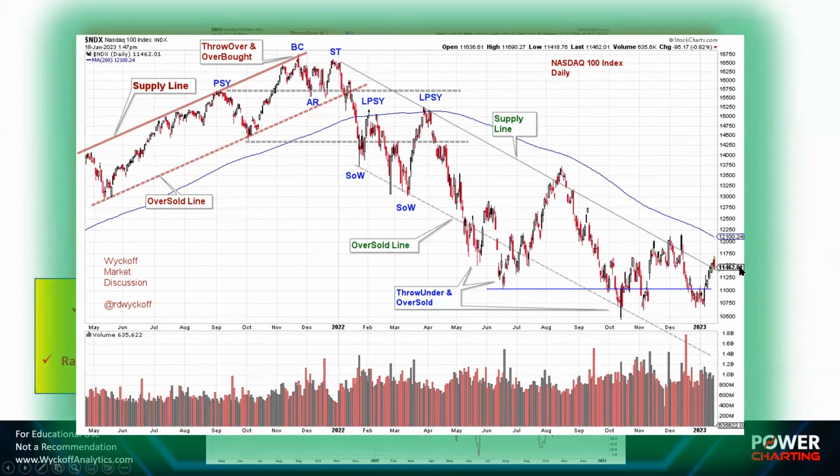But what we want to see is stability here, in the ability to not only get through on the Nasdaq, this supply line, but also get through the overarching 200-day moving average and get up to the resistance levels. Very, very important.